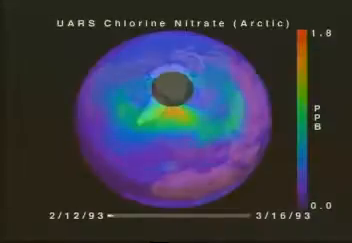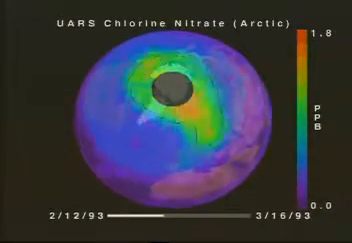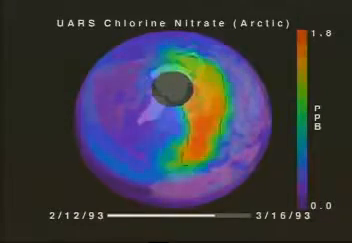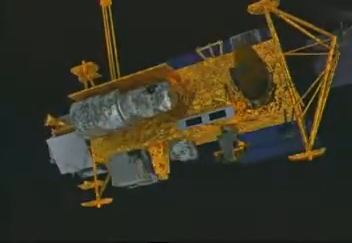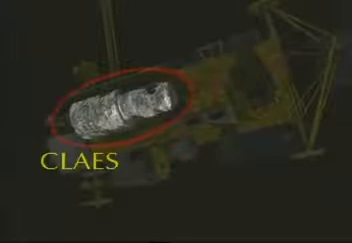What about the Arctic? Will an ozone hole form there as well? Key to understanding the chlorine chemistry in the polar stratosphere is the measurement of polar stratospheric clouds, chlorine monoxide, and the reservoir gas chlorine nitrate. Polar stratospheric clouds are seen by the Improved Stratospheric and Mesospheric Sounder, ISAMS, and chlorine nitrate is measured by the Cryogenic Limb Array Etalon Spectrometer, or CLAES.